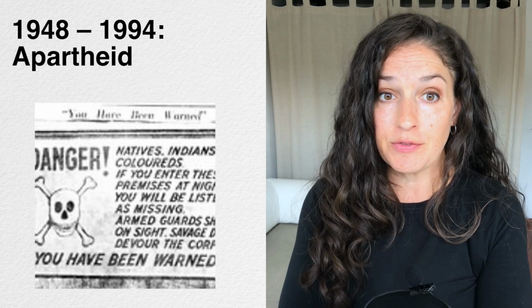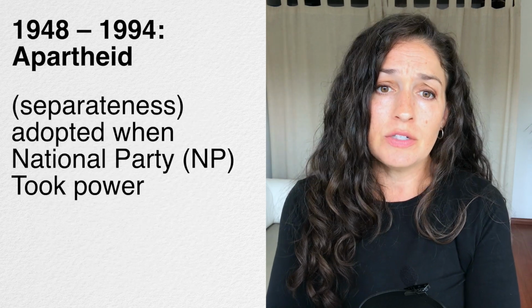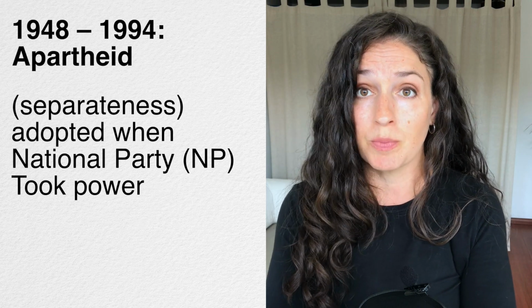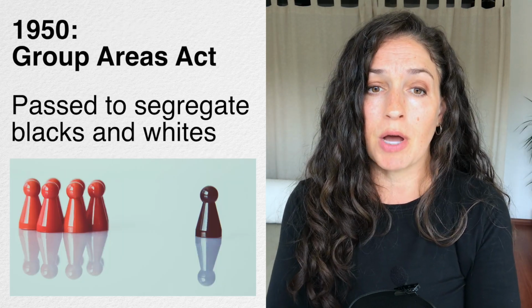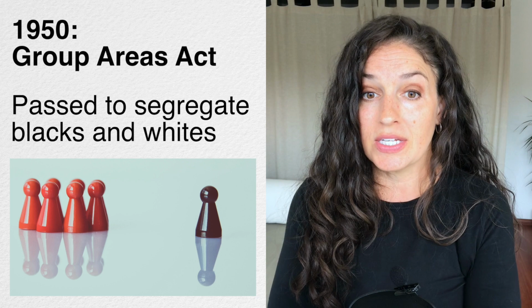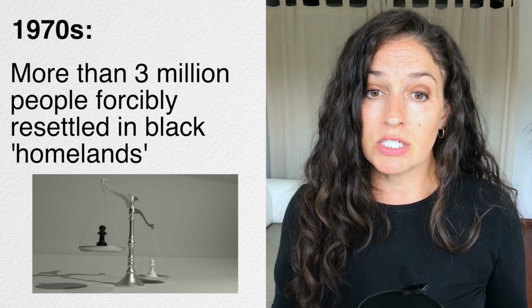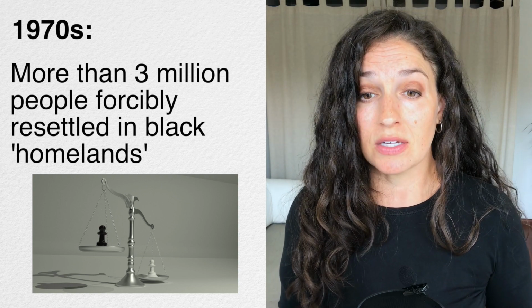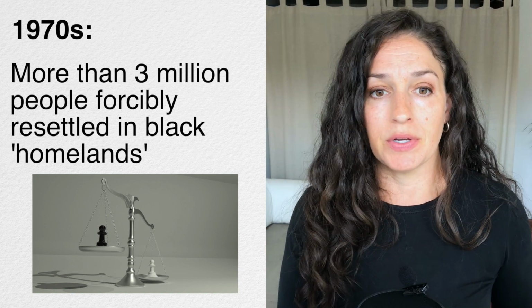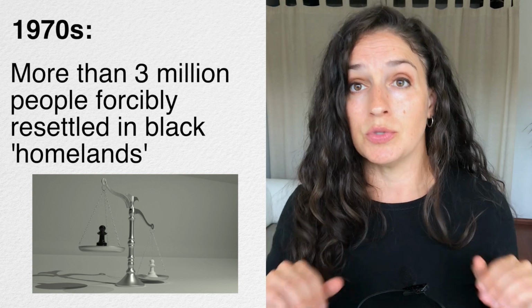Now, between 1948 and 1994, we had the really brutal apartheid period. In 1948, the policy of apartheid, or separatedness, was adopted when the National Party took power. In 1950, the population was categorized by race. And the Group Areas Act was passed to segregate blacks from whites at the time. In the 1970s, more than 3 million people were forcibly resettled in what were considered black homelands, as I quote, in this period. So we did see a lot of disruption and a lot of movement of people during this time to separate the races.